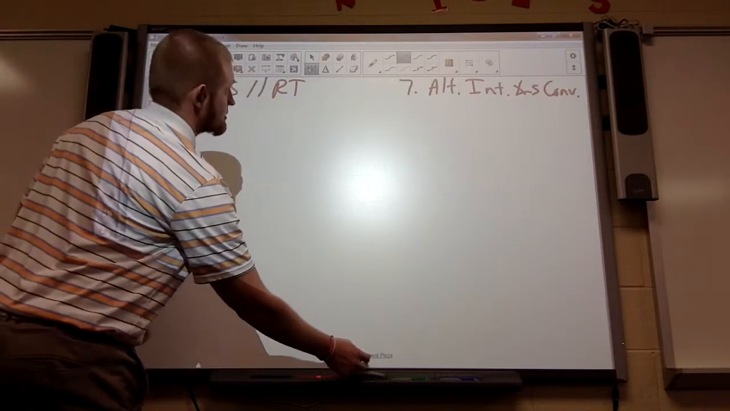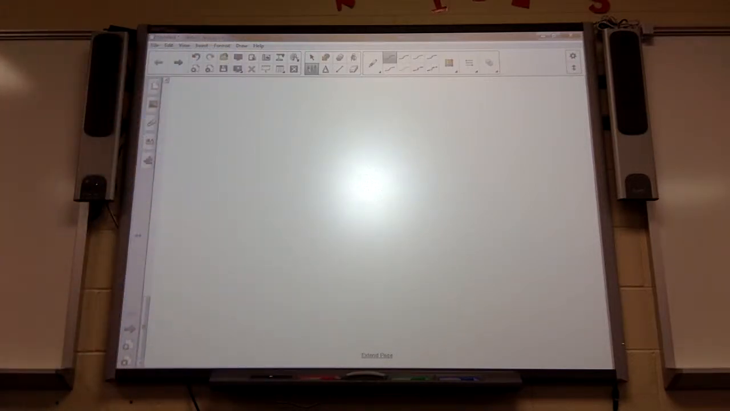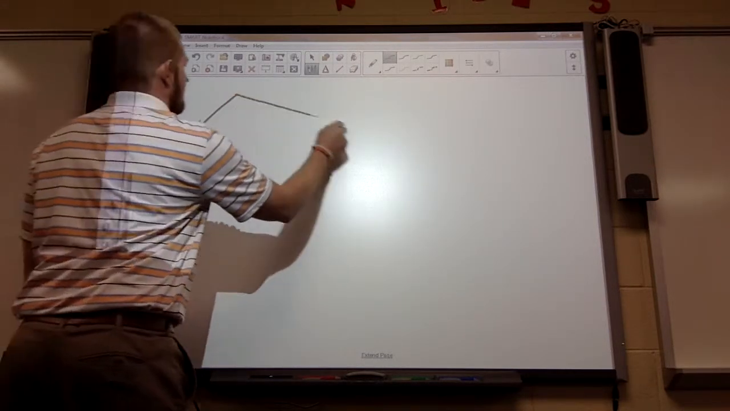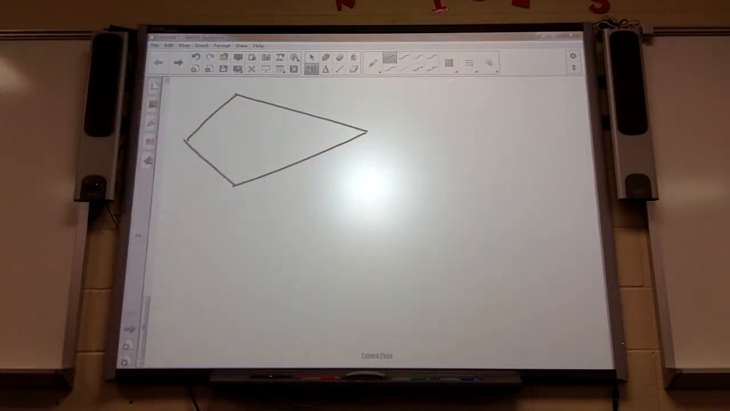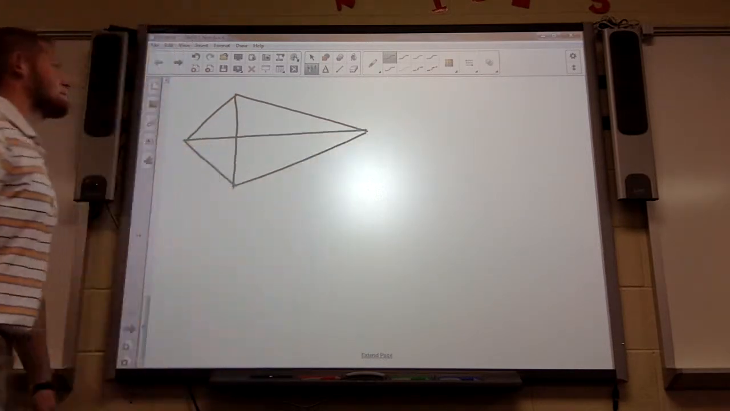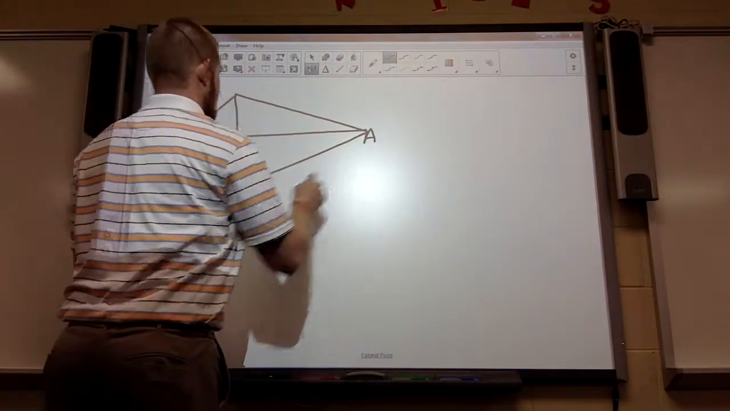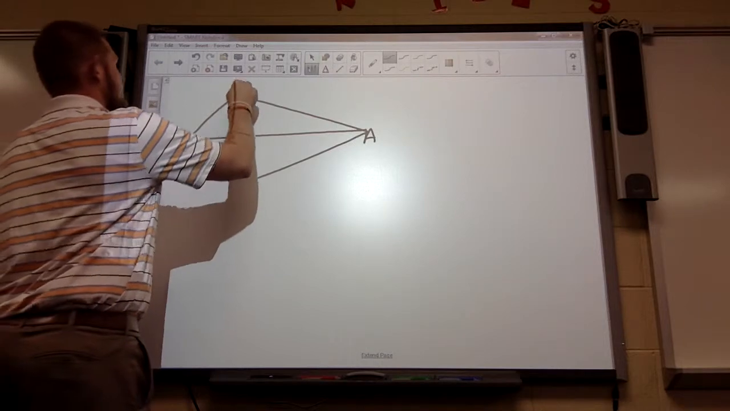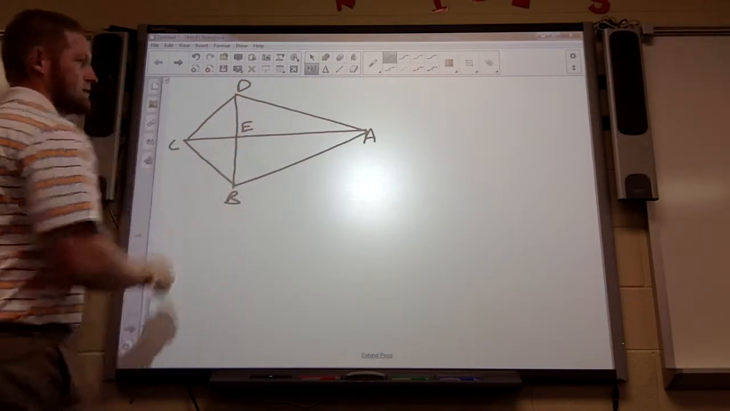So let's get our last proof drawn out here. If I can find my black marker. There we go. So we have a kite-like diagram here. Not bad for not being an artist. A, B, C, D. And point E here in the middle.